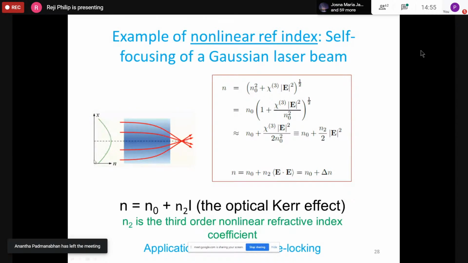Only a Gaussian beam will focus like this, and this is called self-focusing. It has some applications. For instance, we use the self-focusing of a Gaussian laser beam.